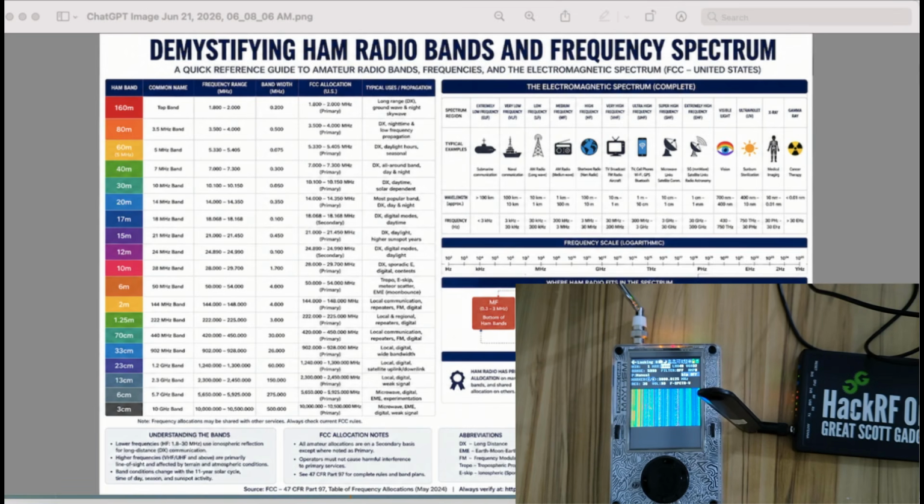Today we're going to look at ham radio bands and a frequency spectrum. So I'm going to explain my setup in a little bit. Let's just try to understand what some of the ham radio bands are and what an actual electromagnetic frequency spectrum is. So before we move on to my setup, let me just briefly explain what that is.